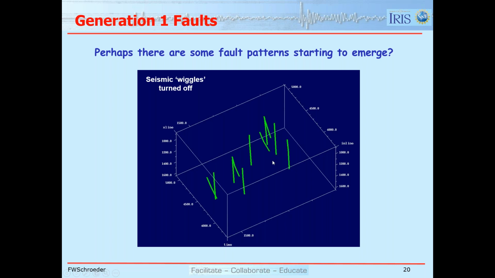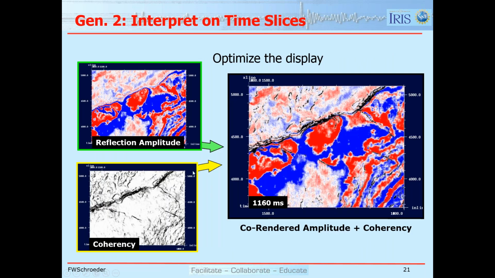So that's generation 1. What I'll do is work on a composite display using the time slices. So here's the reflection amplitude. Blue are increases in impedance, reds are decreases, and whites would be close to 0. This is the coherency for the same time slice. And again, the darker bands are low cross correlation and candidates to be faults.